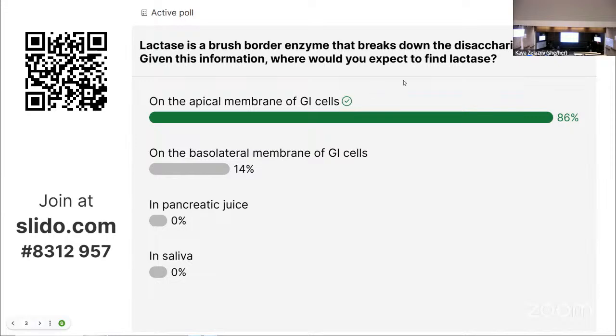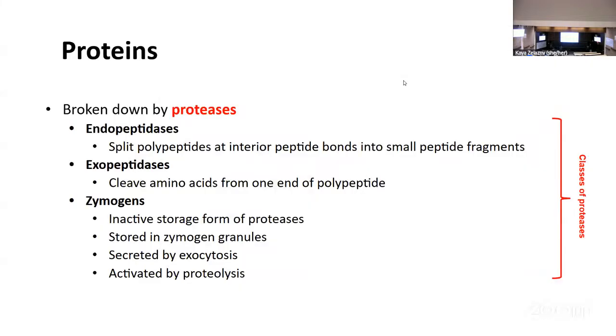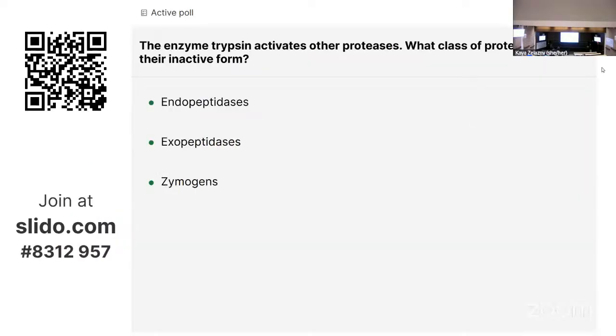Okay. All right. So we had left off with our proteins. We mentioned these three classes of proteases that we're going to be paying attention to. Our endopeptidases that split interior peptide bonds, our exopeptidases that cleave amino acids off the end of a polypeptide, and our zymogens. Okay, so of those that we just mentioned on that last slide and that we spoke about at the end of Monday, which one was an inactive form of a protease?